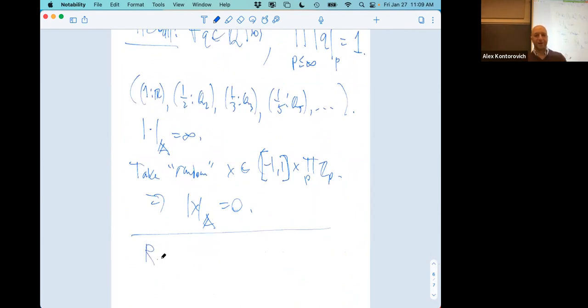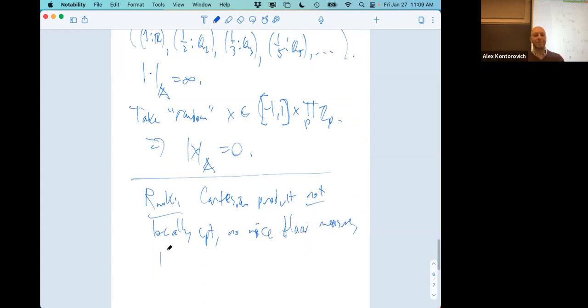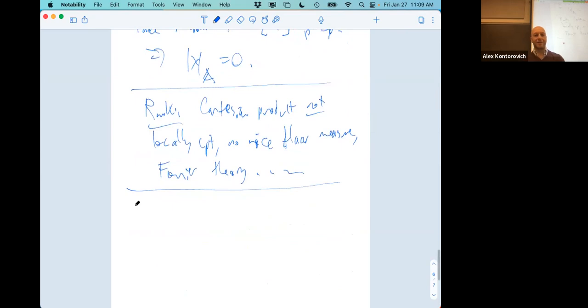Okay, so let me also remark, the Cartesian product of the reals and all the Q_p, I said this, but I just want to write it down, is not locally compact. There's no nice Haar measure, Fourier theory, and so on.